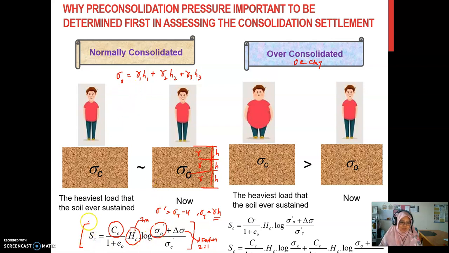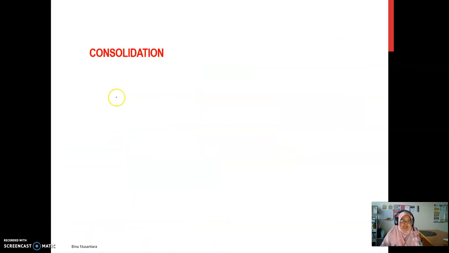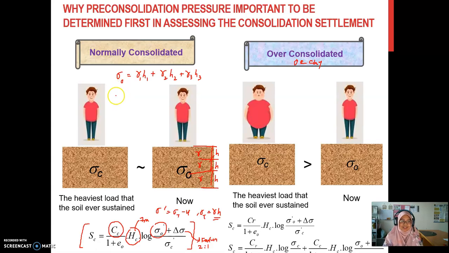Okay, look at the bottom. For normally consolidated soil, once we calculate the OCR equation just now, stress C over stress naught, and we got equal to 1, we can use the settlement equation, a simple one like this. In this equation, we only need to use the C sub C index coefficient.